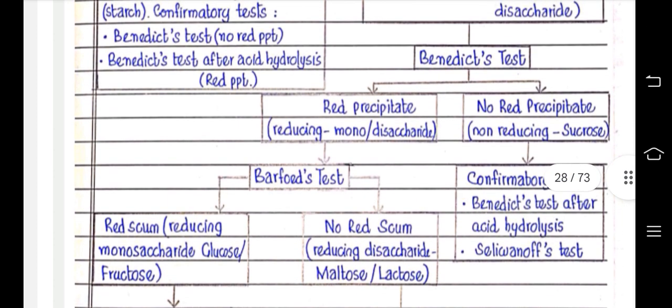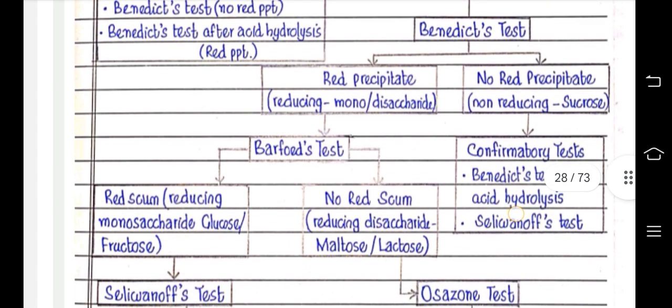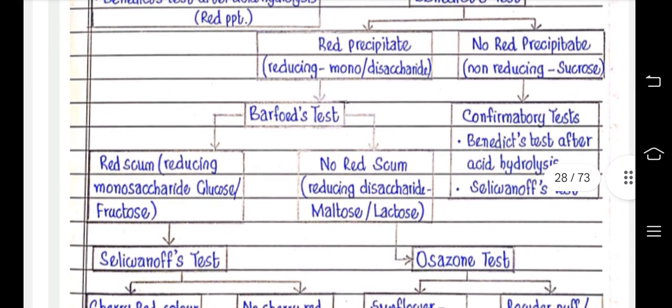But what if the red precipitate is present? Reducing mono or disaccharide is there. Barfoed's test will create a red scum for a reducing monosaccharide, glucose or fructose. No red scum means reducing disaccharide, maltose or lactose.